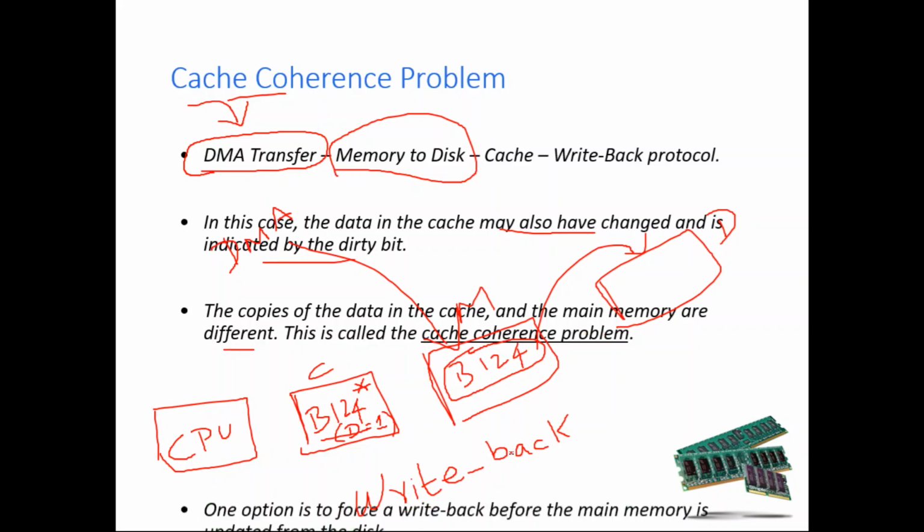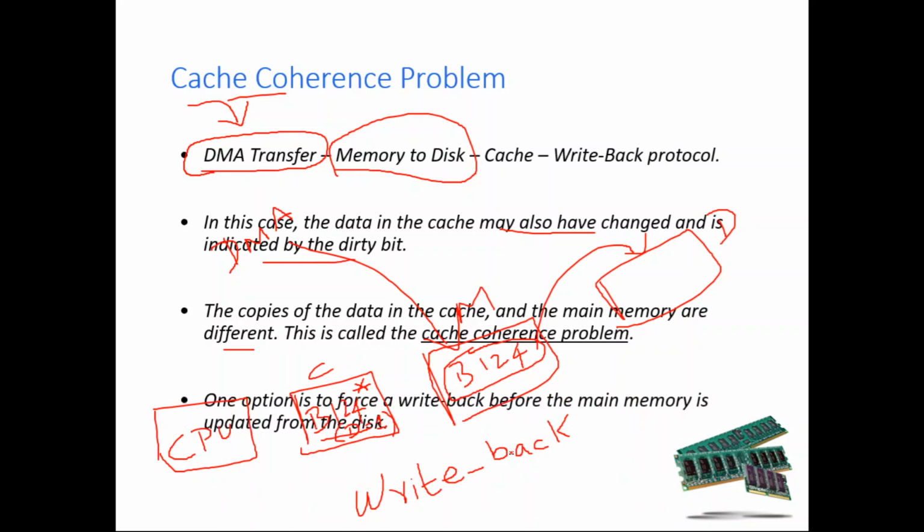Now how will you solve this cache coherence problem? One way is to force a write back before the main memory content is transferred to the disk. Before DMA transfers it, the memory circuitry should force a write back, because then only the updated content will come to the main memory. After that, it can be written to the disk.